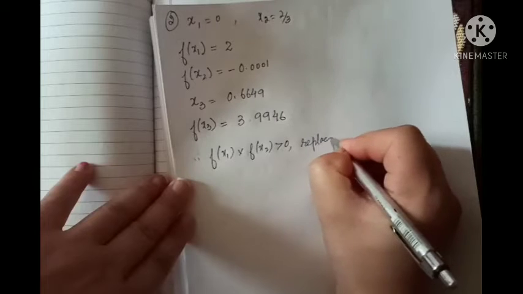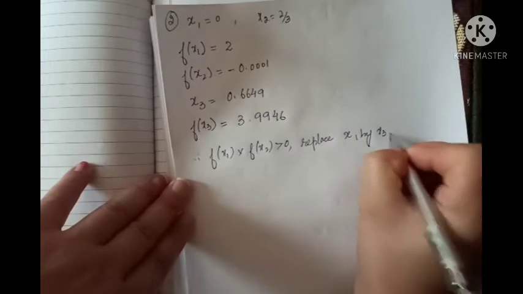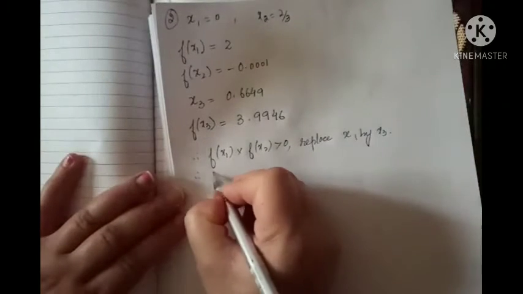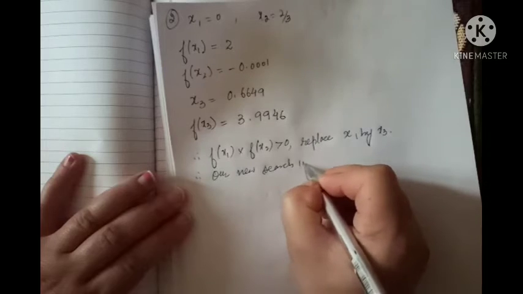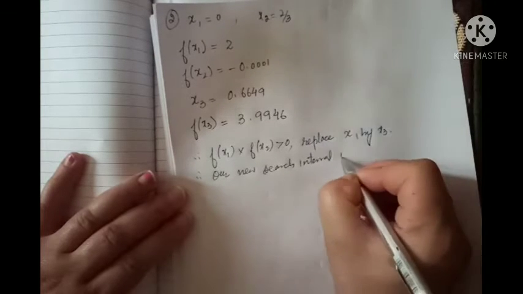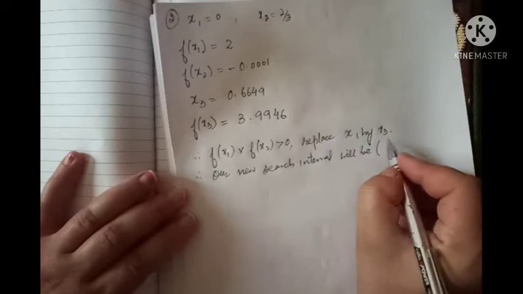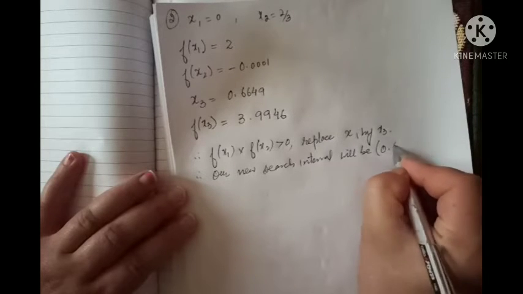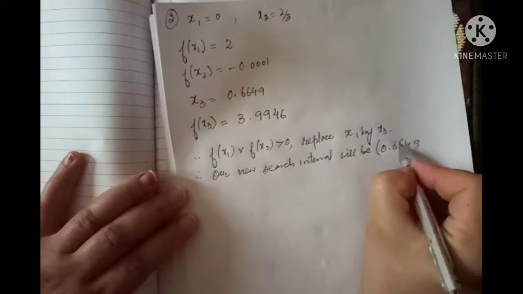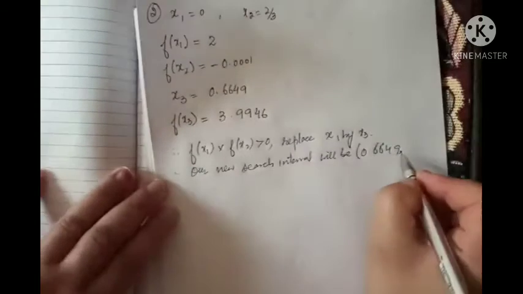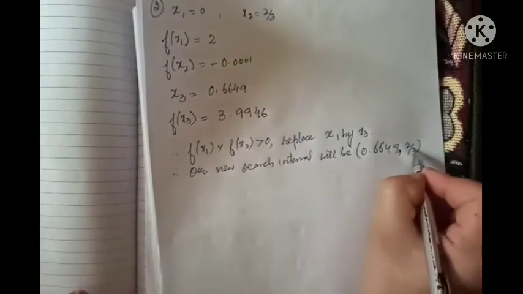So they have the same sign, therefore we have to replace x1 by x3. Therefore our new search interval will be x3, which is 0.6649, comma x2, which will remain as it is, 2 by 3.